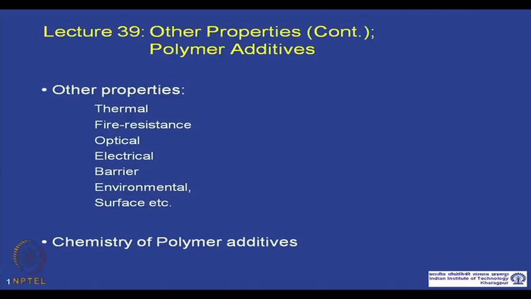In today's class what we will do is go through the other properties like optical properties, electrical properties, barrier properties and environmental properties, surface properties, not in detail, just briefly, and then begin our discussion on the chemistry of polymer additives.